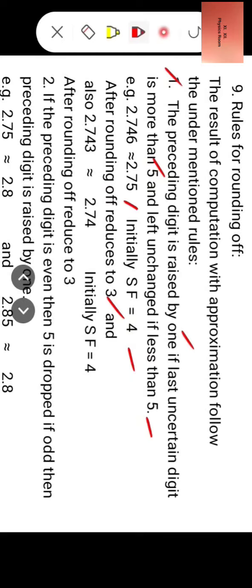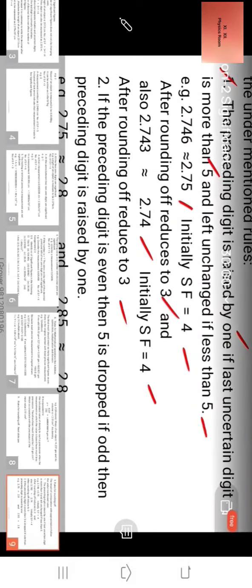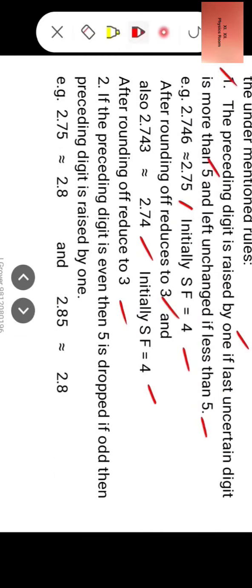And also, 2.743 can be expressed as 2.74. Initially, significant figures are 4 and after rounding off, reduced to 3. Now, second rule for rounding off. If the preceding digit is even, then 5 is dropped. If odd, then the preceding digit is raised by 1. For example, 2.75 can be expressed as 2.8 and 2.85 can be expressed as 2.8.